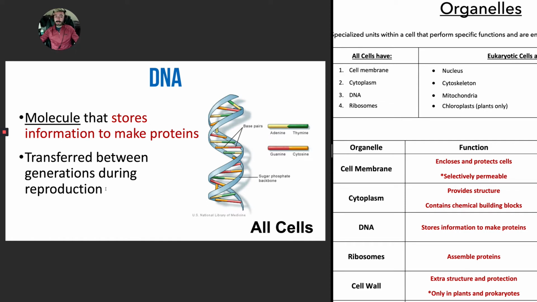DNA is what's transferred between different generations during reproduction. So your DNA is a combination of your parents. My DNA is roughly 50% from my mom, 50% from my dad. Now, we'll talk all kinds of different stuff about DNA. That is also its own unit. But for now, let's just know that it's the genetic material that gets passed on from generation to generation.